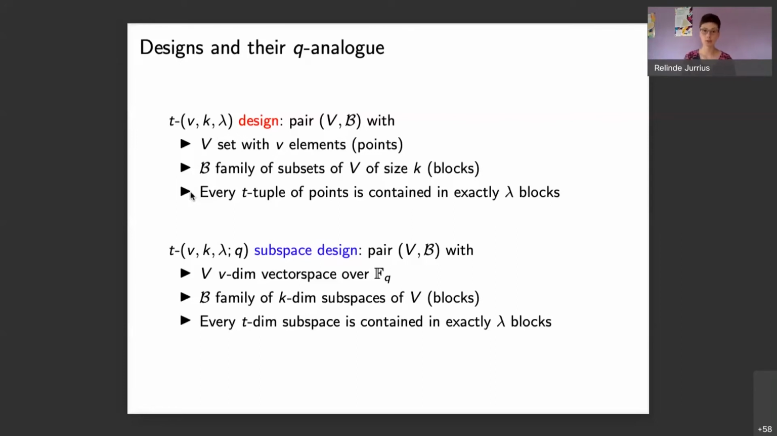And so the q-analogue of this, we call it a subspace design. Instead of having a set with a certain number of elements, we now have that V is a v-dimensional vector space over some finite field. We take a family of subspaces of dimension k, and that's the q-analogue of taking subsets of size k. We call them blocks as well. And now it's the case that every t-dimensional subspace is contained in exactly lambda blocks. So you see that all the properties of a design carry over to the subspace design. We just take a q-analogue of this definition.